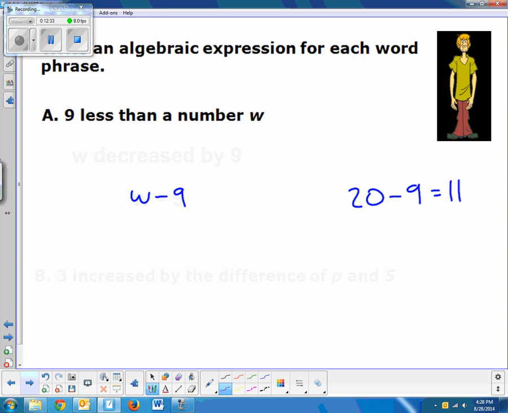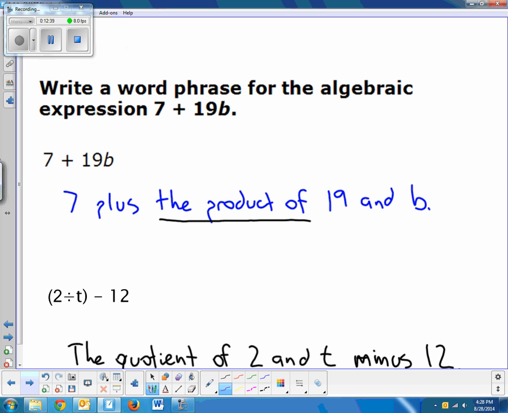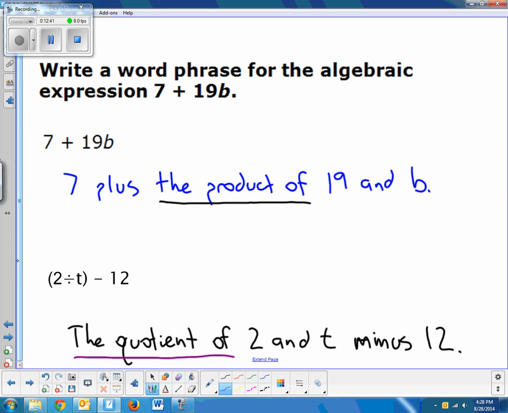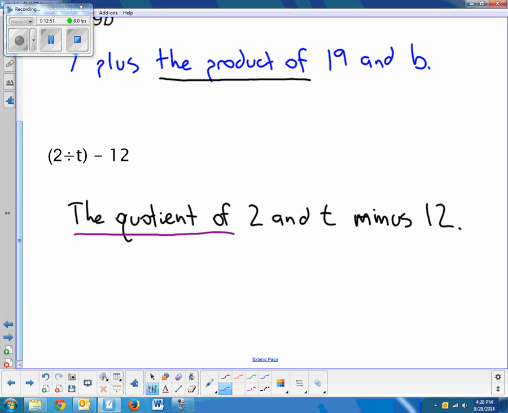So with only one operation, don't have to worry about it. We know what happens first. There's only a subtraction. With more than one operation, we have to be very, very clear that we need to do the product first. We need to multiply first. So the product of 19 and b plus 7. In the second one, we had parentheses. That has to happen first before the subtraction happens. So we say the quotient of 2 and t minus 12.